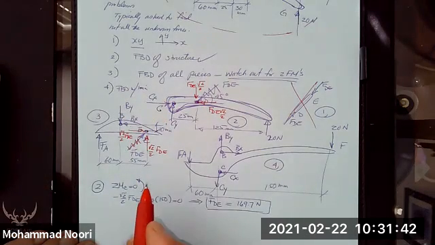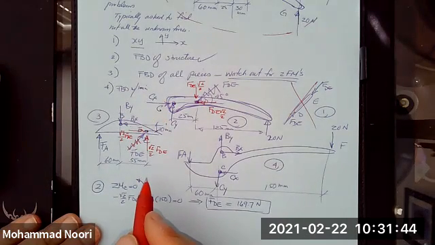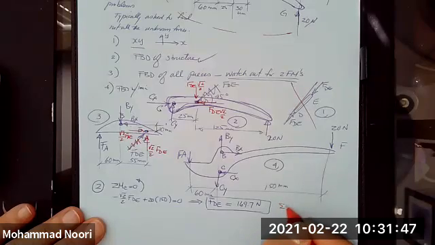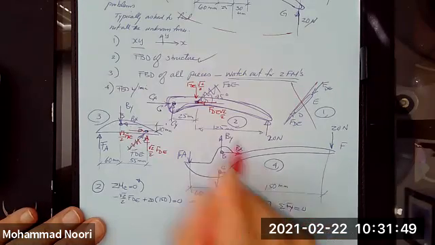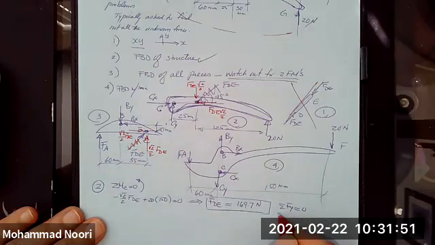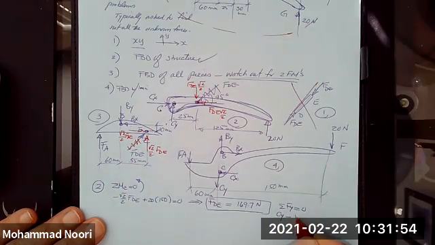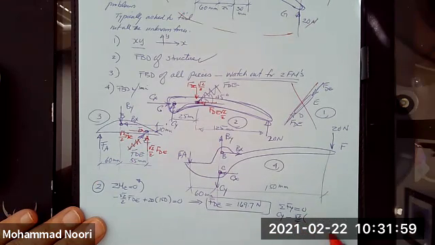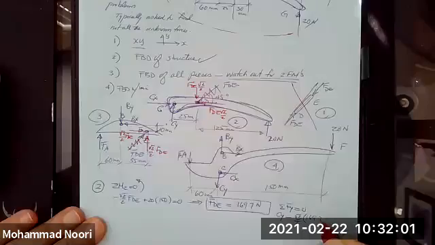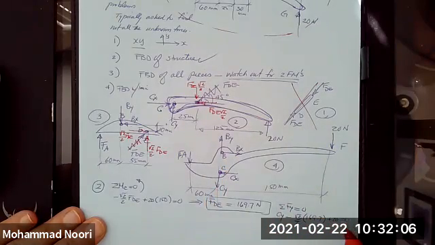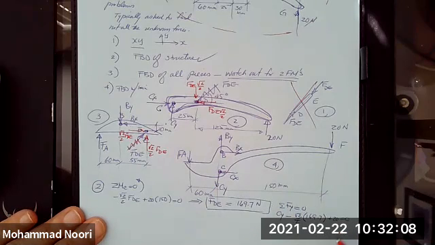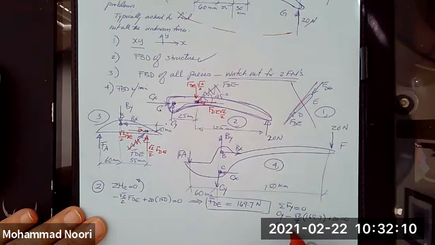Okay. So if I write summation of forces along y equal to 0 for the same, I have Cy minus square root 2 over 2 of F dE, 169.7, plus 20 is equal to 0. That gives me Cy of 100.5 Newton.